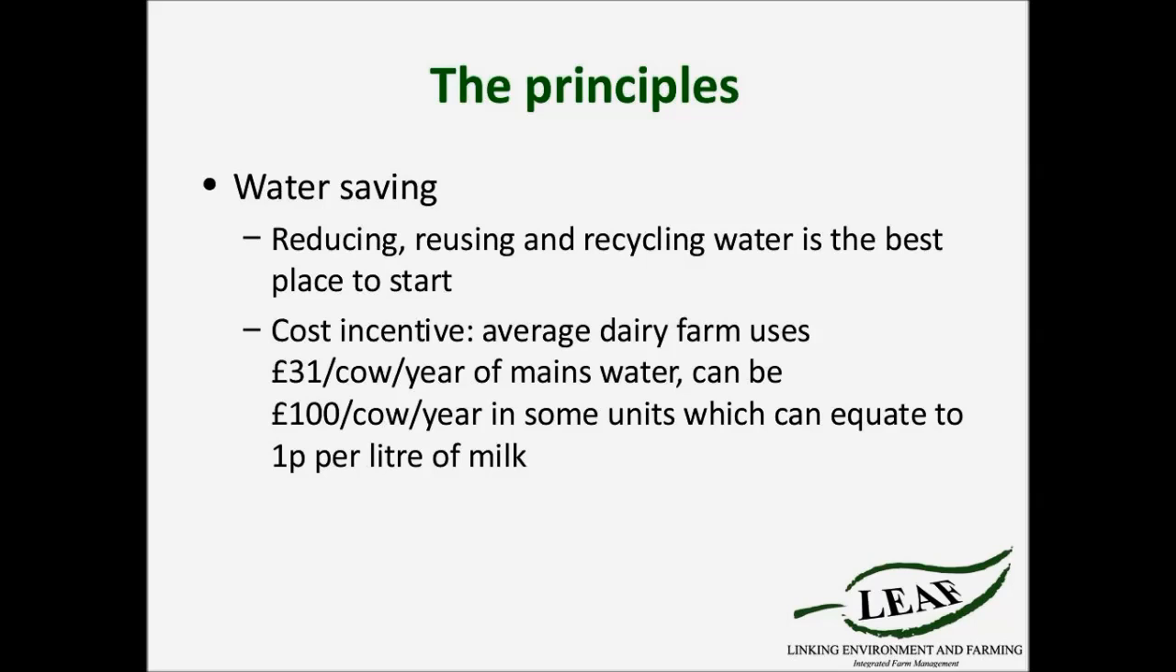This is about attention to detail. The average dairy farm uses around 31 pounds worth of mains water a year per cow. A cow will drink about 77 litres, and that can equate to about 1p a litre on the cost of milk. So it's about looking at how you can save that more effectively. You can't reduce the cow's ability to drink water, but what you can do is look at where you source that water from, the quality of that water, and how you wash down the parlour or carry out other cleaning mechanisms within the field.